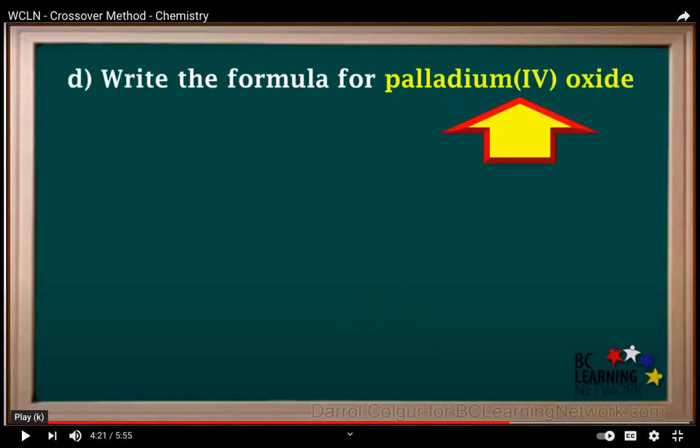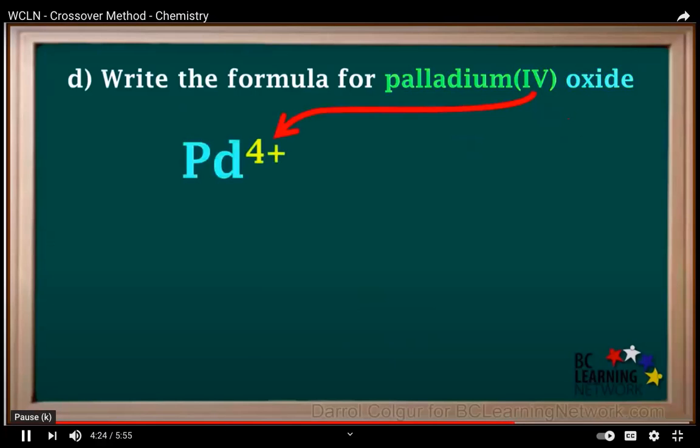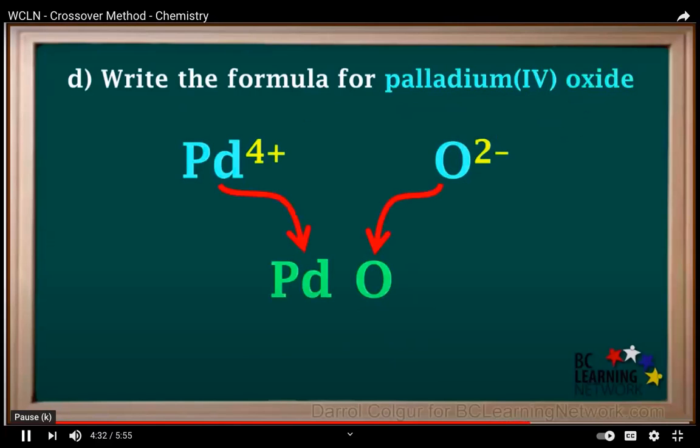Again, you see Roman numeral 4 after palladium. That means the charge for palladium is 4 positive. Palladium 4 is Pd with a charge of 4 plus, and oxide is O with a 2 minus charge. We start the formula with the symbols Pd and O. We take the 4 from the charge on palladium, cross over, and write 4 next to oxygen in the formula. We take the 2 from the charge on the oxide ion, cross over, and write 2 next to palladium in the formula.